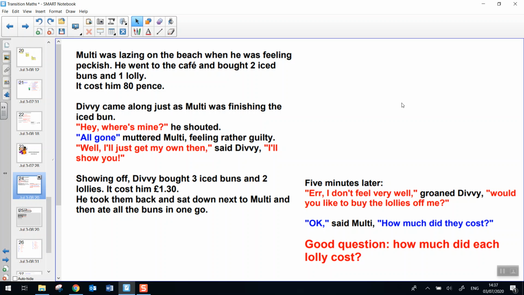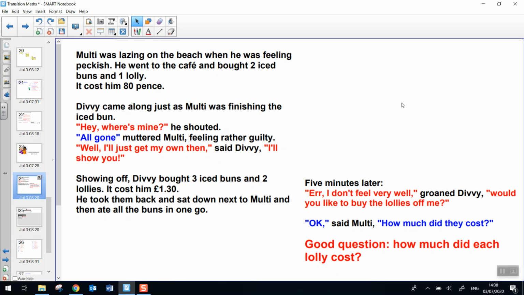Divvy came along just as Multi was finishing the iced bun. "Hey, where's mine?" he shouted. "All gone," muttered Multi, feeling rather guilty. "Well, I'll just go and get my own then," said Divvy. "I'll show you." Showing off, Divvy bought 3 ice buns and 2 lollies, and it cost him £1.30. He took them back and sat down next to Multi and ate the buns all in one go.